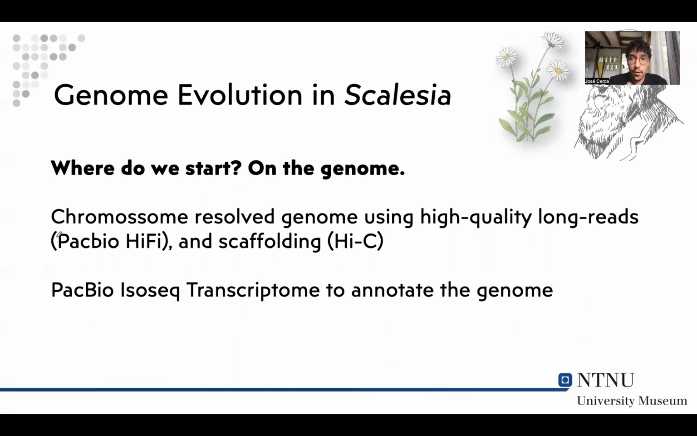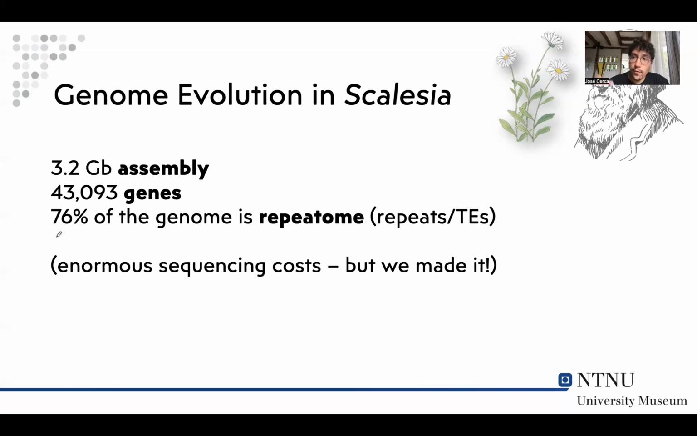We did a combination of long reads with PacBio long reads, high quality, with scaffolding with Hi-C, and then we used PacBio IsoSeq, so long read transcriptomes, to annotate the genome, and we ended up with a 3.2 gigabase assembly with 43,000 genes, and 76% of the content is just repeats, and I think 50% of it is long terminal repeat transposable elements, which is crazy, but this is within the ballpark of what we know from Mastracey.